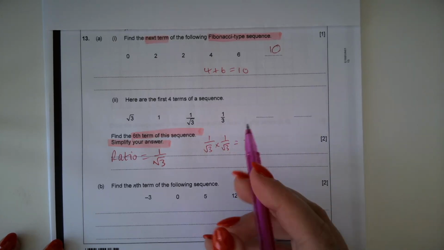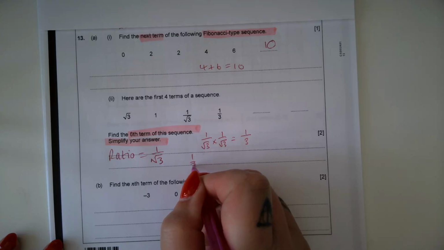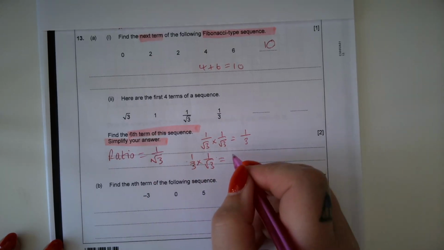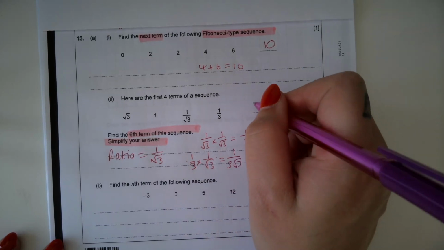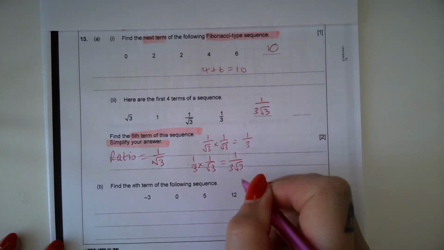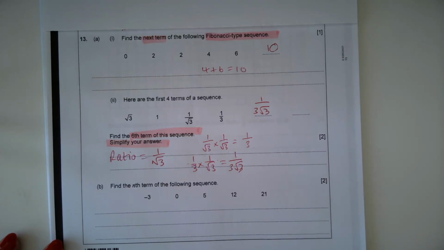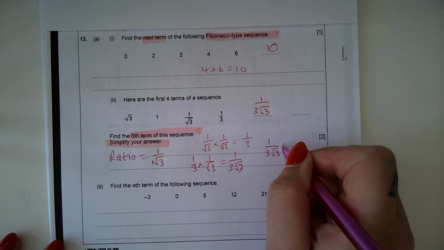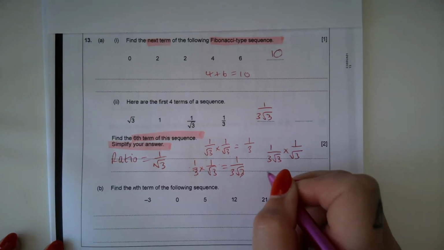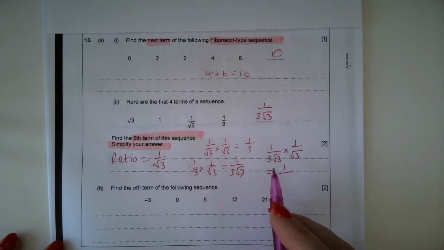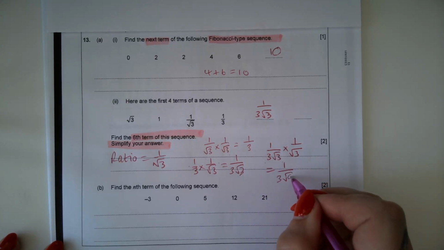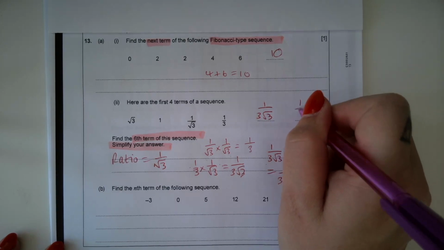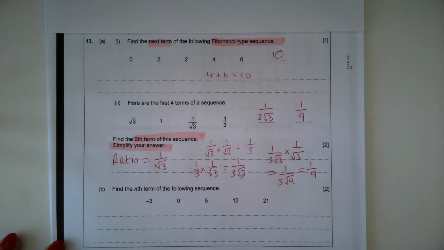So I'm going to multiply 1 over 3 by 1 over root 3, this ratio. So that becomes 1 over 3 root 3. So 1 over 3 root 3 is my 5th term. I now need to multiply 1 over 3 root 3 by 1 over root 3, which becomes 1 over 3 times root 9. Root 9 is 3, so that becomes 1 over 9. So the 6th term is 1 over 9.